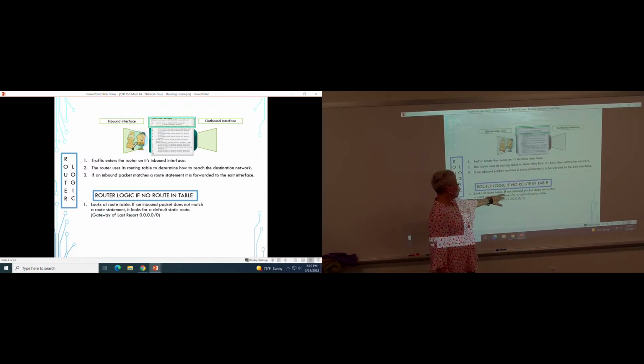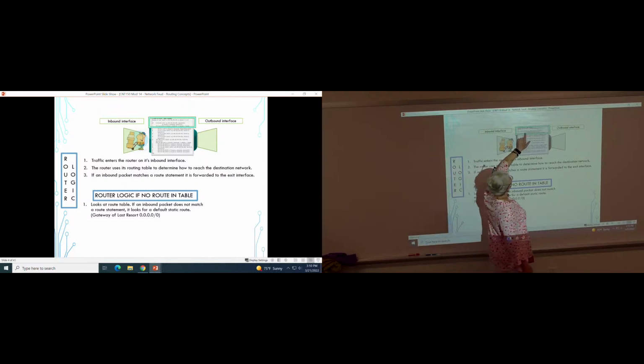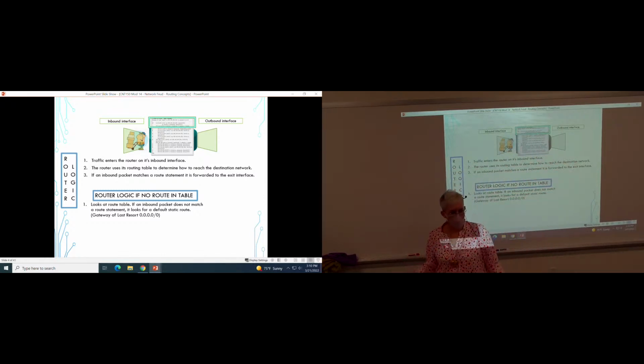Yeah, exactly. So maybe I don't know how to get it there, but maybe I can send it to the next router, and that router might have a route to the destination, right? So we're going to try to get it there if we can get it there, okay? So what it does, it looks at the route table. If an inbound packet doesn't match the route statement, it will look for the default static route, and then it will send it out the exit interface. In this case, it says it's directly connected to 0/0/1, so it would send it out whatever interface is 0/0/1.